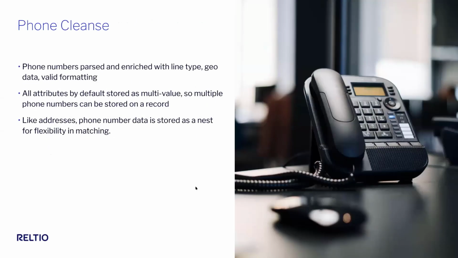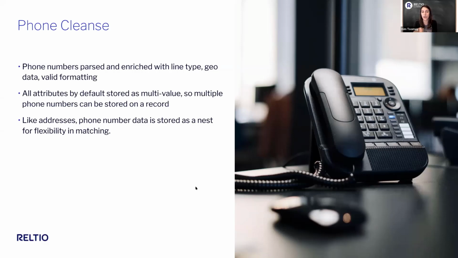The next cleansers out of the box that we'll take a look at are our phone cleanse. Essentially, similarly to locate, we're going to parse out different pieces of the phone number that's been sent into Reltio and enrich that attribute with additional values like what type of line type it is. Is it a toll-free number? Is it a fixed or mobile line? Information about that geocode based on where the area code is for that phone number, and things about your formatting for that phone number. Again, as we mentioned, with addresses, these are all multi-value.